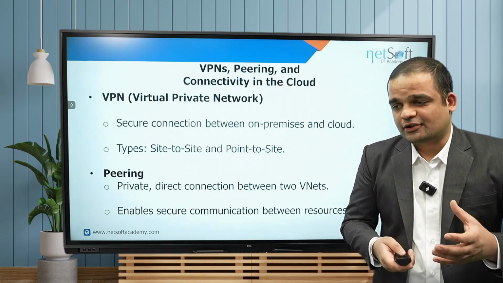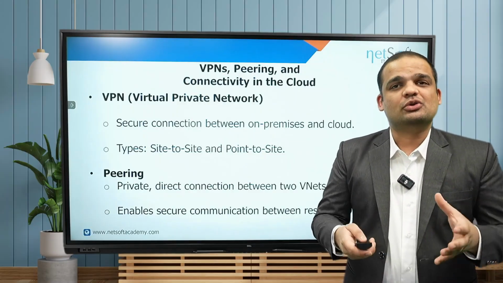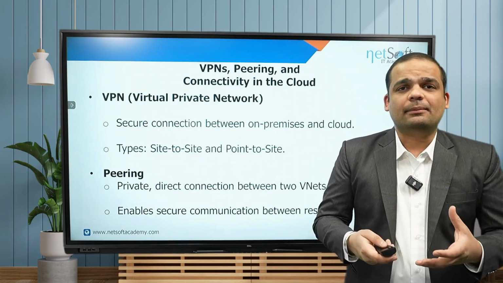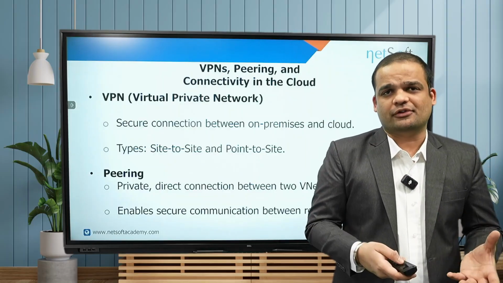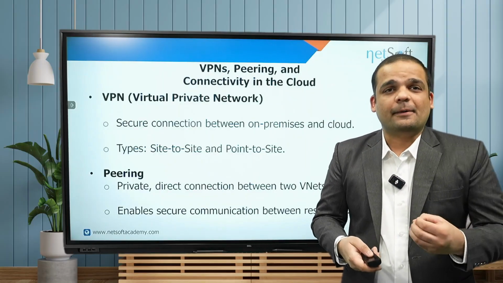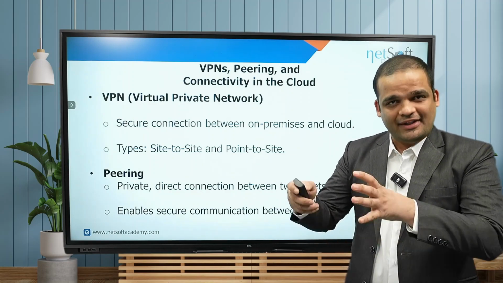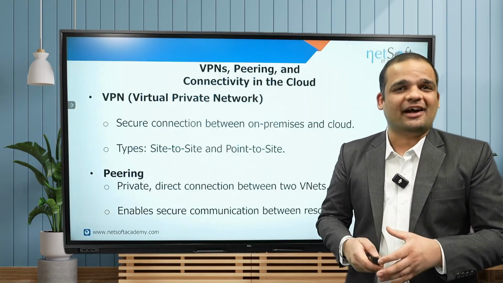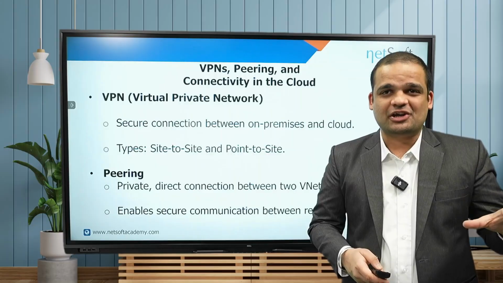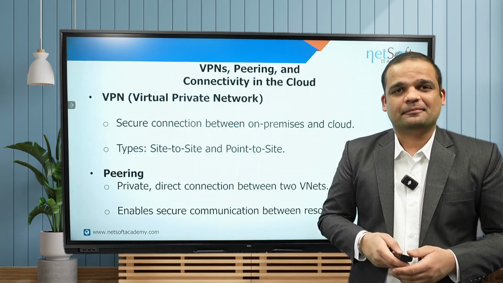Site-to-site VPN actually connects your entire on-premises network to the cloud, enabling seamless communication between on-premises servers and cloud resources. For example, a company can use site-to-site VPN to extend its local network into Azure, allowing employees to access cloud-based applications as if they were on the local network.